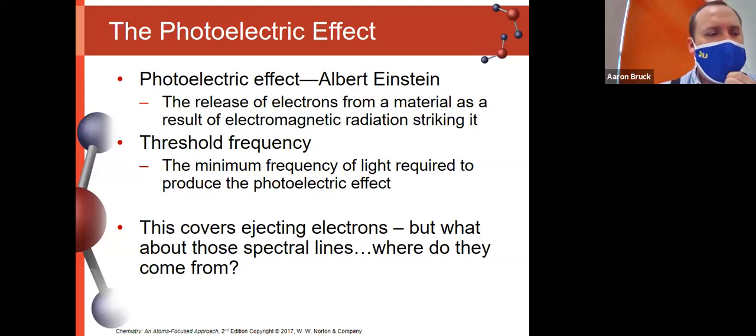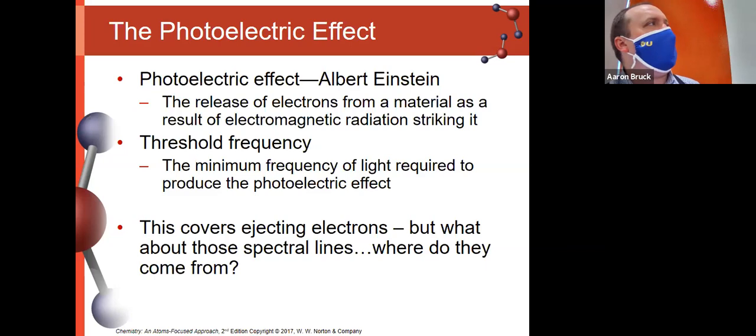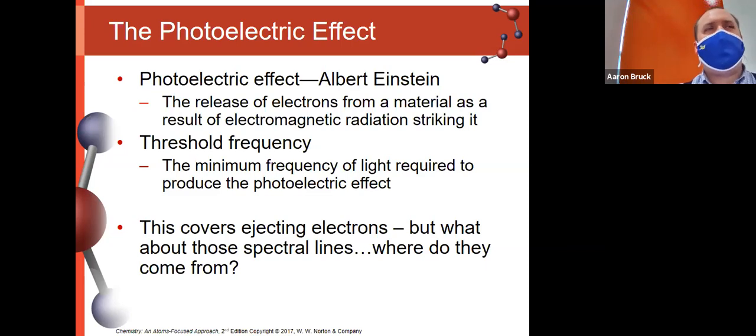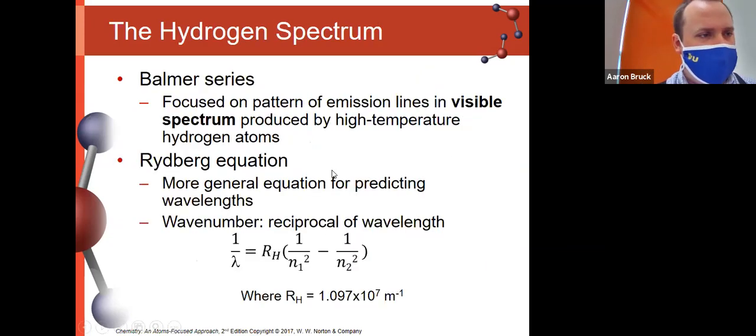So this covers the idea of electrons being able to move. How does that ultimately relate to what we were talking about on Wednesday, the spectral lines? Where does that idea come from? And so we have to integrate another series of ideas here.